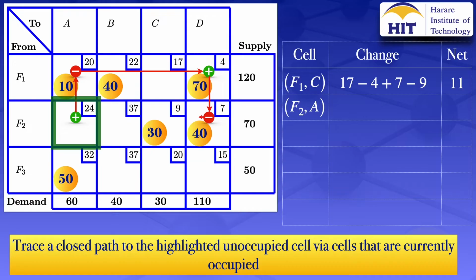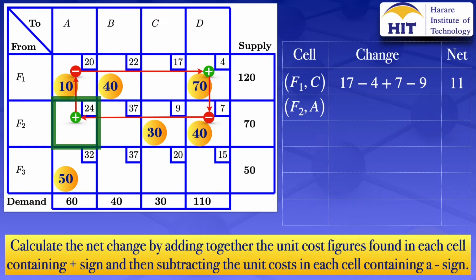We subtract, then back to our original cell. So we have our closed path. Then we go on and calculate our net changes. So we are adding where we have the positive signs, then subtracting the unit costs where we have the negative signs. So our change there will be 24 minus 20 plus 4 minus 7. And the net change there will give us a 1.